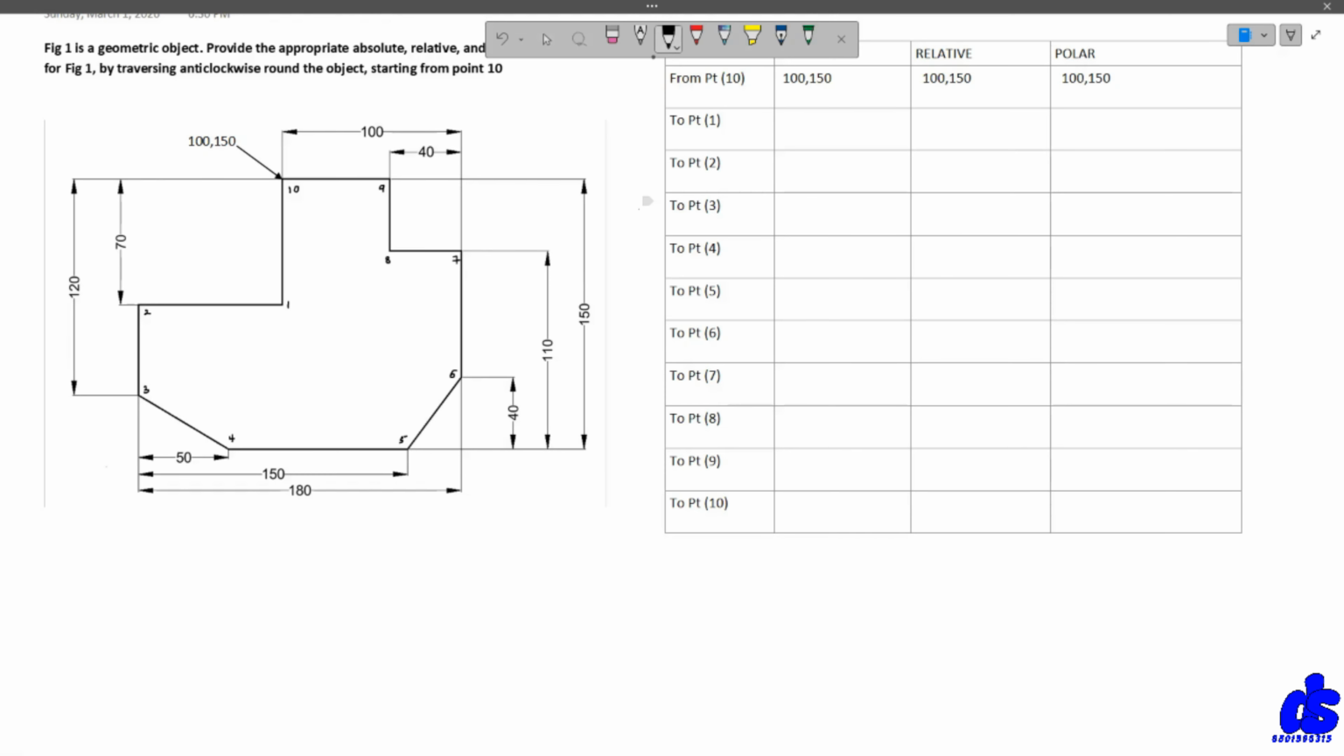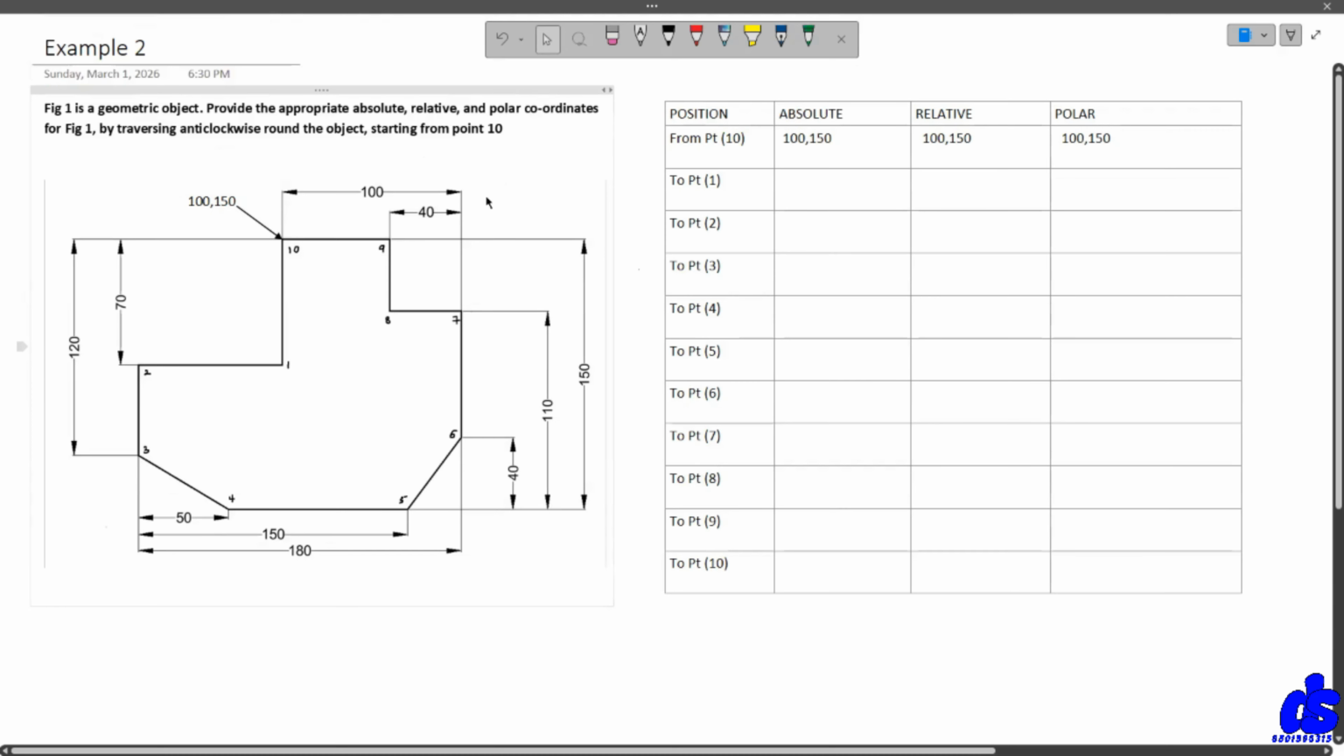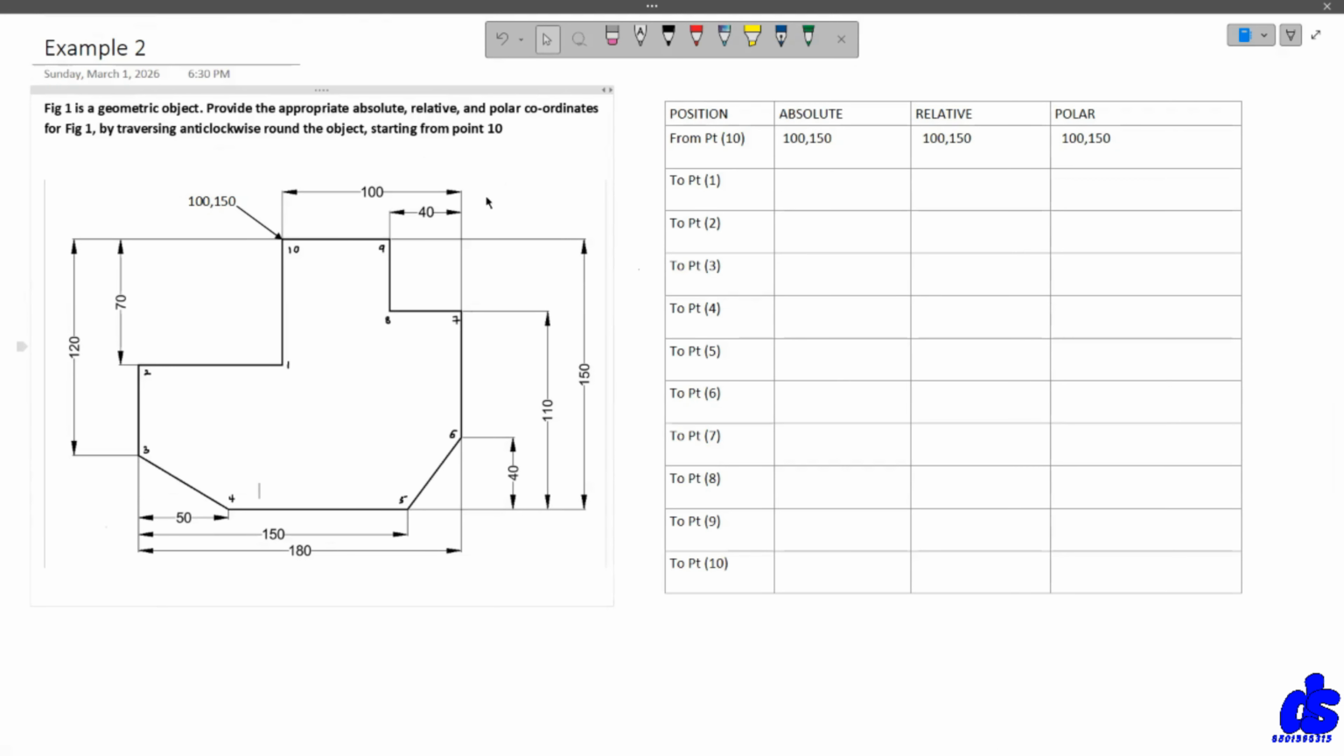We have been asked to provide the appropriate absolute, relative, and polar coordinates for figure one, assuming that it traverses anti-clockwise around the object starting from point 10. So what the question is trying to say is you have a point 10 here, and we are trying to get the coordinates for all the points here, assuming we are going in this direction. So you are going from here back to point 10.